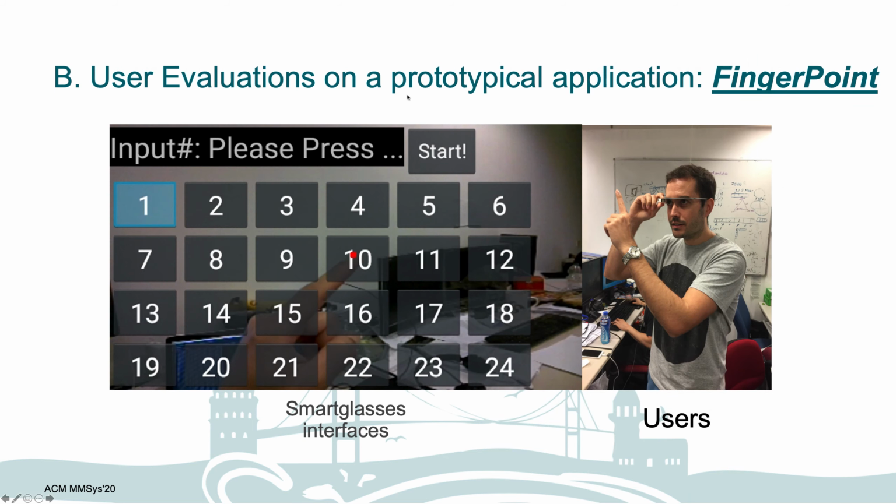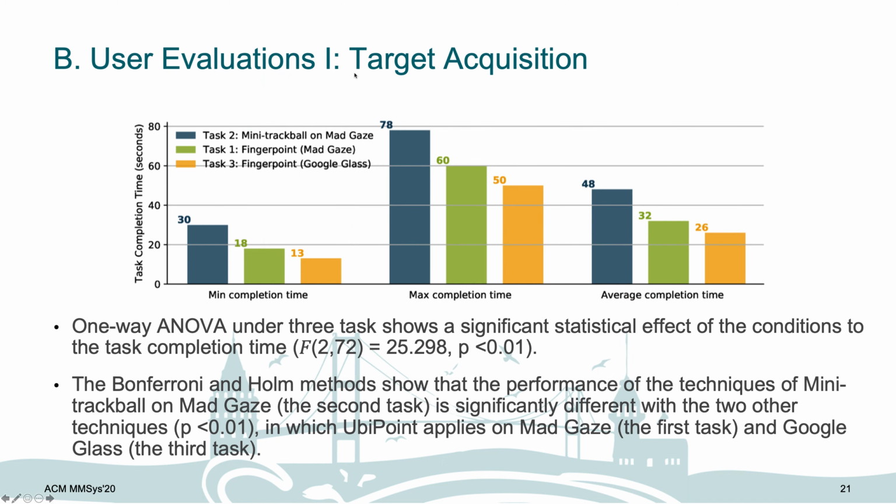Regarding the user evaluation, we asked the users to do a user test. The first one, we ask users to click on some boxes. It is a test for target acquisition, pointing and selection. Our statistical analysis shows that with the touchpad as the baseline, the fingertip on Mac Gaze and Google Glass outperforms the baseline. And our analysis also shows that the improvement is around 33%.